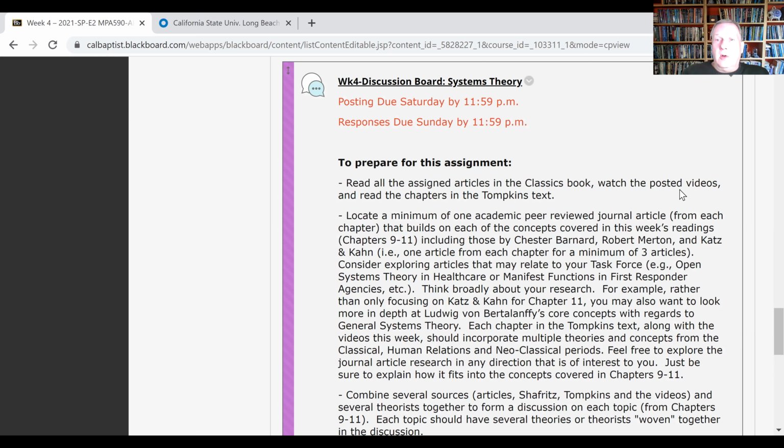Consider exploring articles that may relate to your task force. So for example, open systems theory in healthcare or manifest functions in first responder agencies, but you're going to be linking this up to the task force that you are recommending the creation of. Think broadly about your research.